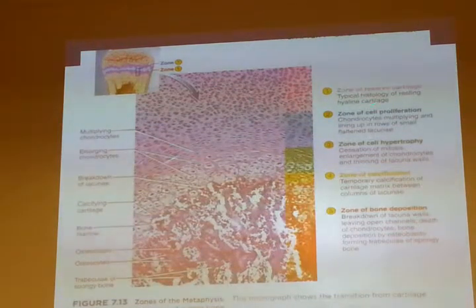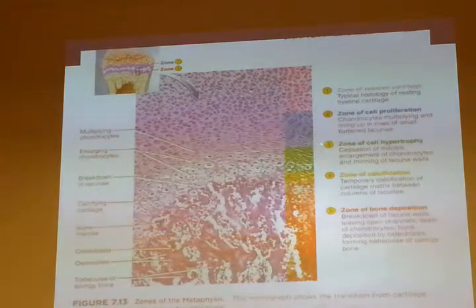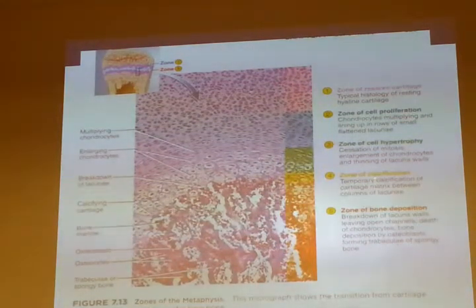You start with the reserve cartilage, then the cells will proliferate, then you hypertrophy the cells, they get larger, more Golgi, more endoplasmic reticulum. Then the cells will get calcified, and then the bone will be remodeled and the mature bone deposition will occur.